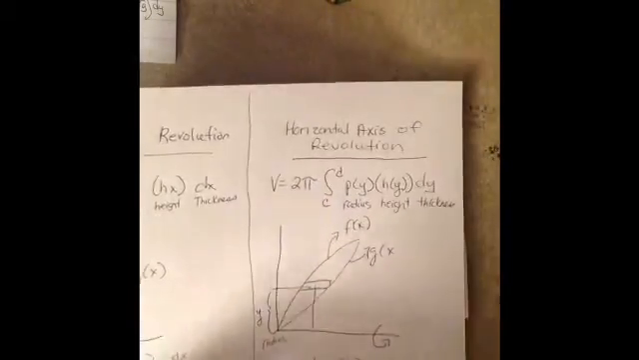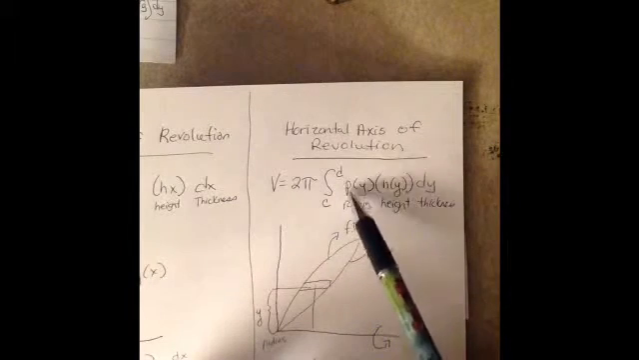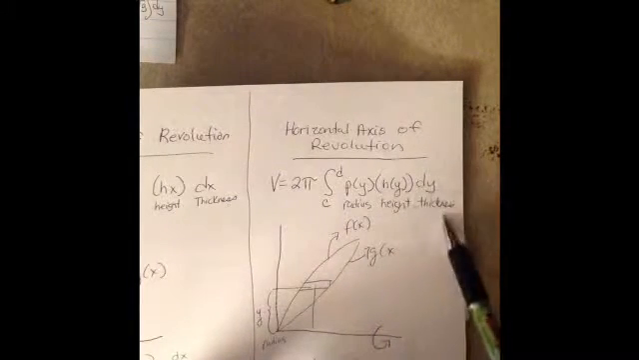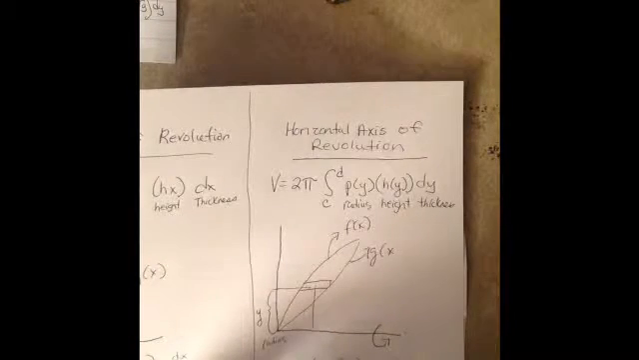Now horizontal is 2 pi, c to d, y bounds, y function, radius, height, and thickness. So your radius will always just be y, and your height will be right to left. So in this case it'll be g of x minus f of x times d of y.